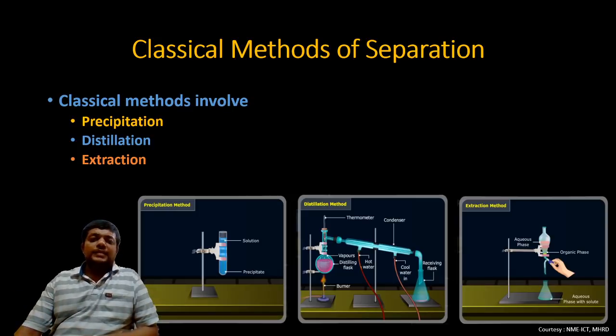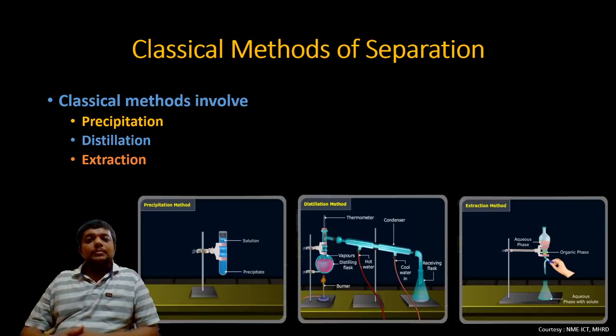Since long, we are using distillation and many small or big distillation methods. It is also a type of separating method, and most of the organic chemists have used, now and then, the method of extraction as a separation method. So these are classical methods of separation.